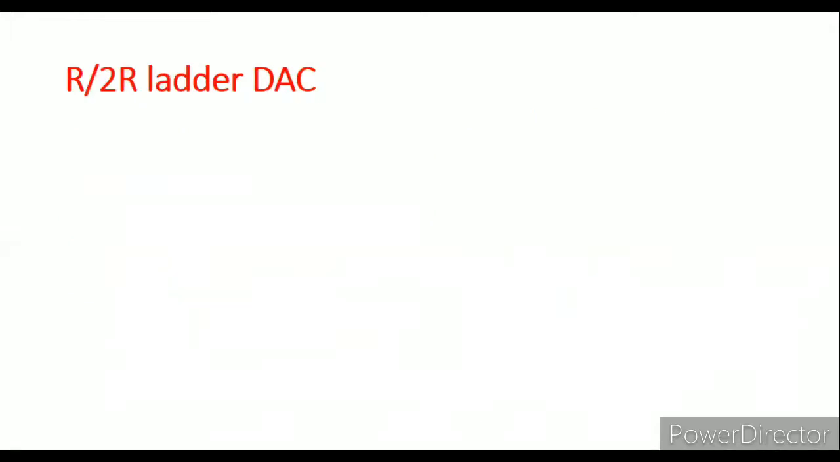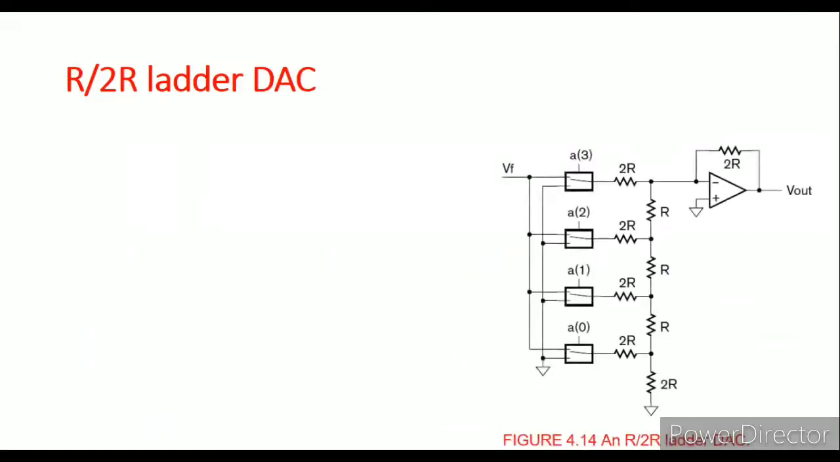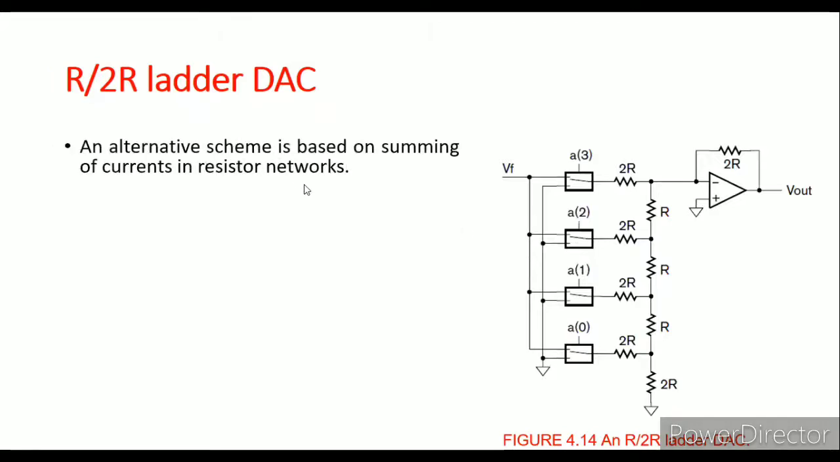What we have is the R-2R ladder DAC. Okay, so here is a simple figure of an R-2R ladder DAC, which is being used as a summer. A summer circuit is being used to produce the respective analog output voltage, which is compared with the reference voltage with the encoded input we have. So an alternative scheme is based on summing of currents in a resistor network.